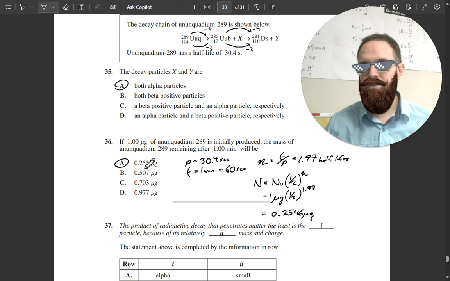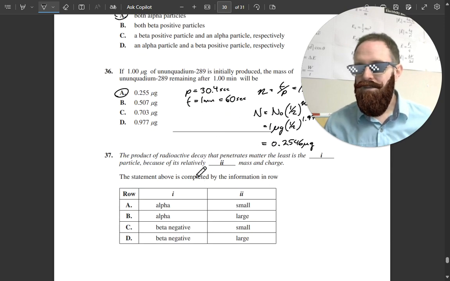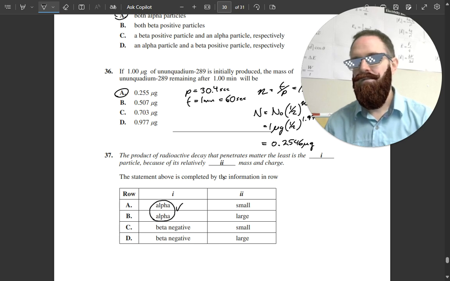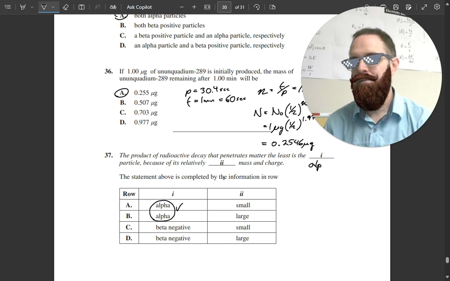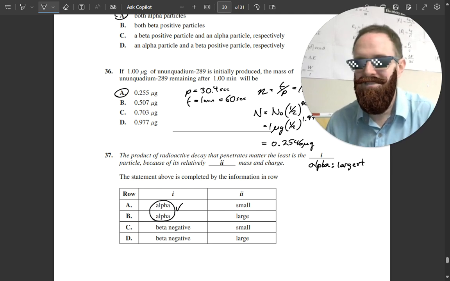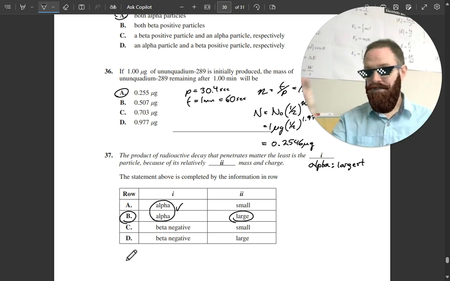So I could just divide by 2 quickly, because none of these answers are anywhere close. The product of the radioactive decay that penetrates matter the least is the alpha particle because of the size, more massive, right? So this is definitely going to have to be alpha because it's the largest, right? Because its relative mass is large. So that just makes sense. The smaller it is, the more likely it's going to penetrate into it.